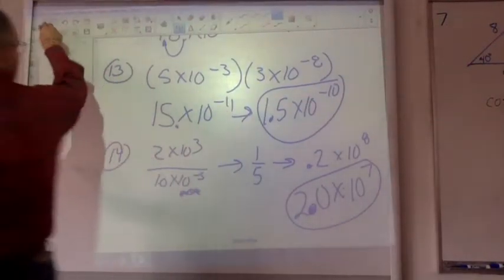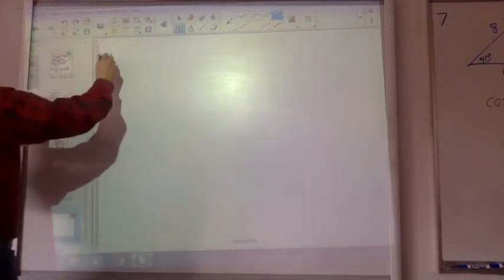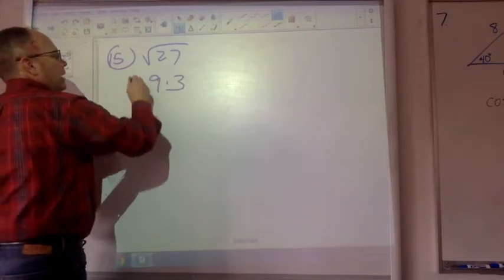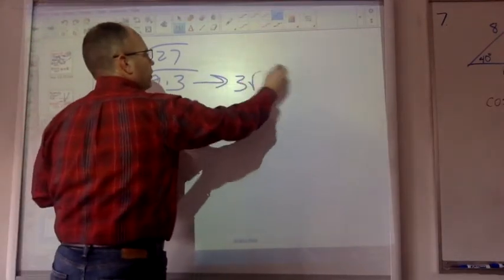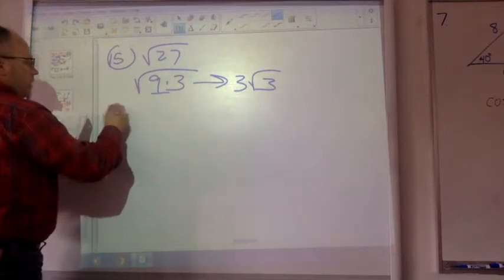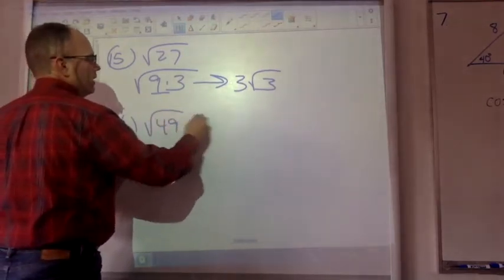15. Root 27. This breaks down to 9 times 3. That's going to give me 3 root 3, because that's my perfect square. 16. Square root of 49 equals 7.